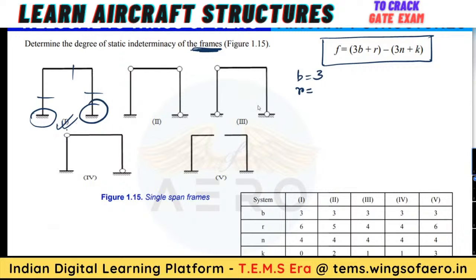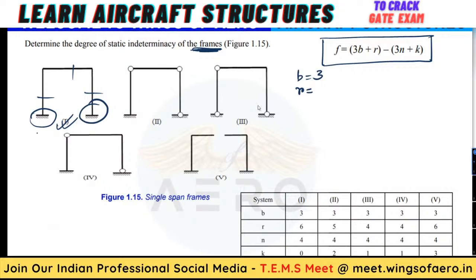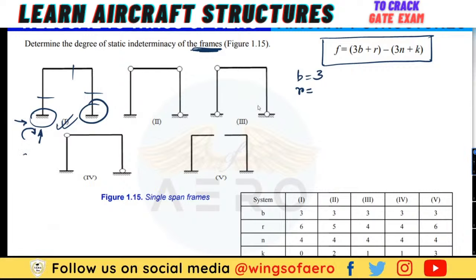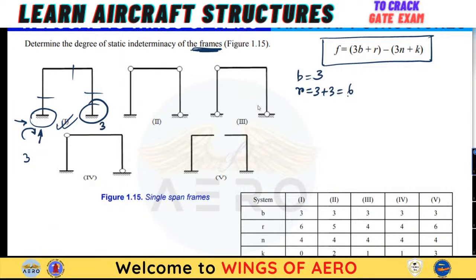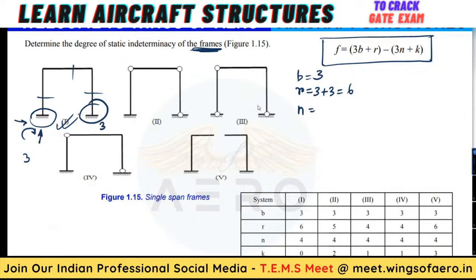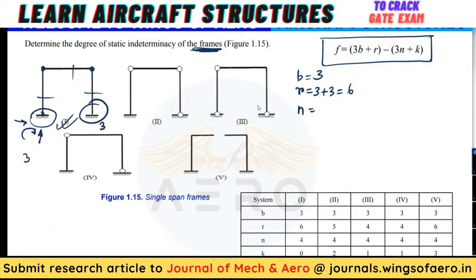Fixed. It is fixed. So in the fixed, we know we have one vertical, one horizontal, and one will be the movement. So both the ends, we have our fixed. So here 3, here 3. So R becomes 3 plus 3 becomes 6, right? Then N is the number of joints. So what is the number of joints here? 1, 2, 3, and 4. 4 joints.